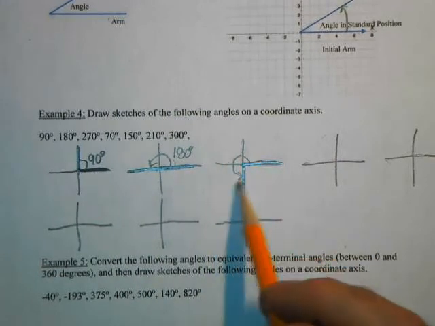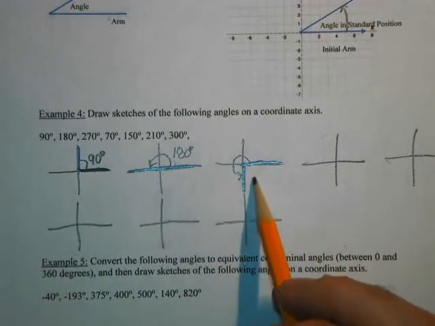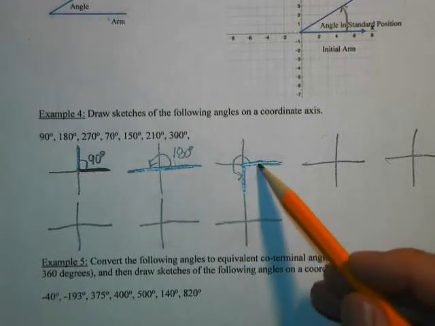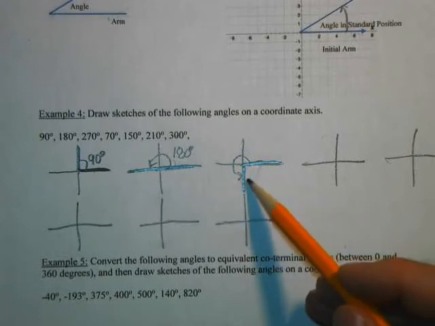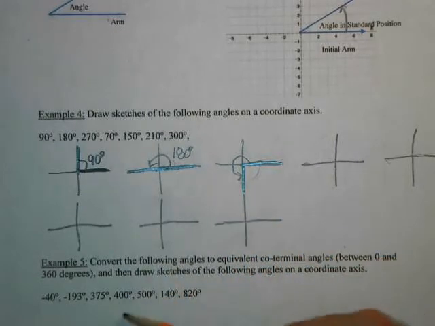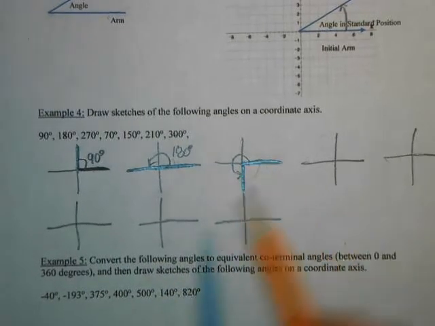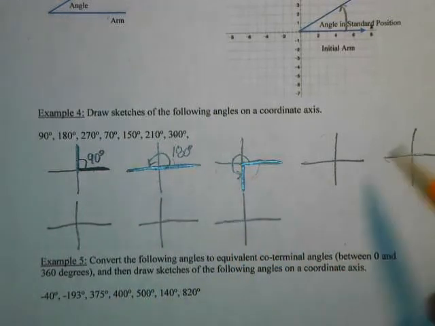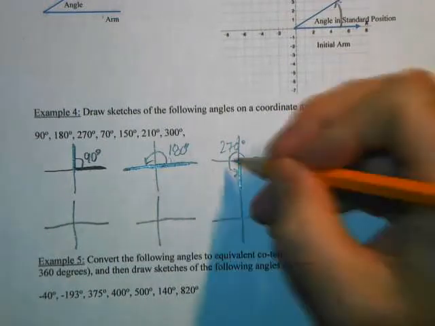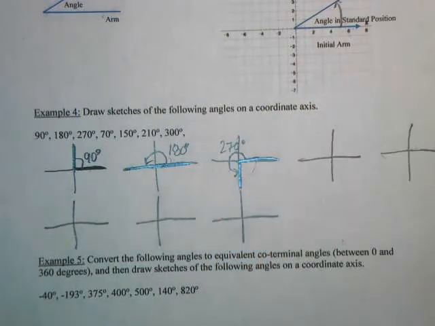Notice that we go counterclockwise every time. If we go clockwise, we can, but it's a negative measurement. So that would actually be negative 90 degrees. And we'll be talking about how they are related in example 5. So this is 270 degrees measured from the initial arm to the terminal arm.